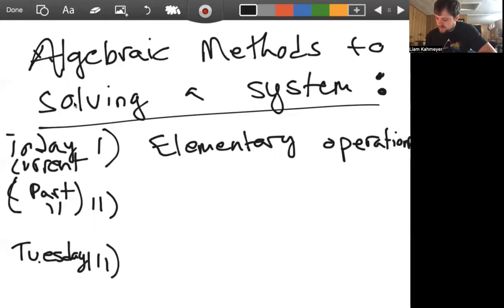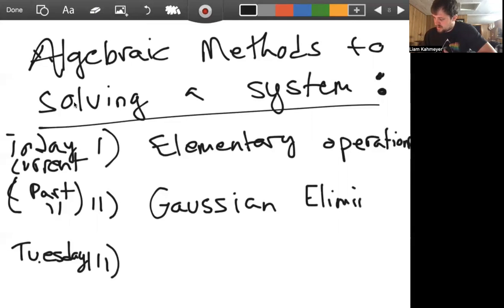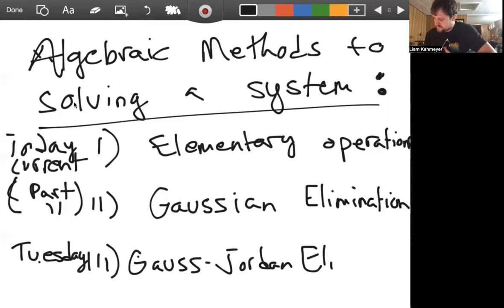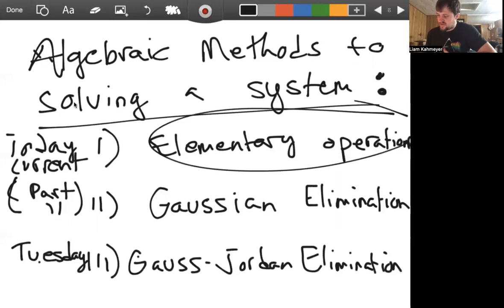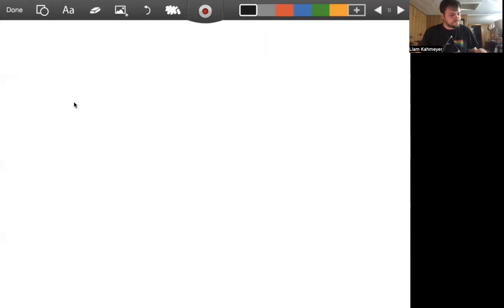We also have Gaussian elimination, and then we also have Gauss-Jordan elimination. But for now, let's just try to study elementary operations. Okay.